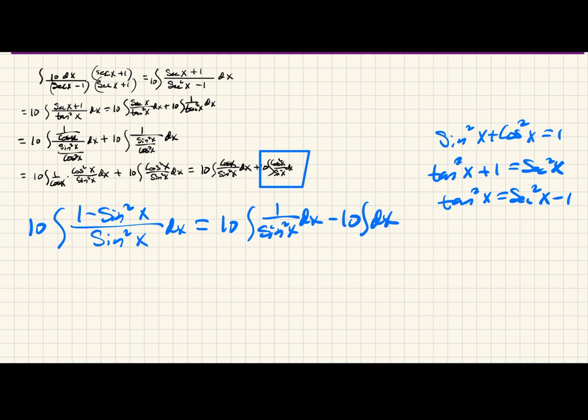Now, what are we going to do? I've got a sine squared on the bottom. You could do a half angle identity. I was going to say just make it cosecant squared. Oh, cosecant squared, and that makes so much more sense. That's called learning by trial and error. So 10 integral cosecant squared x minus 10 integral dx, that's just going to be x, right?